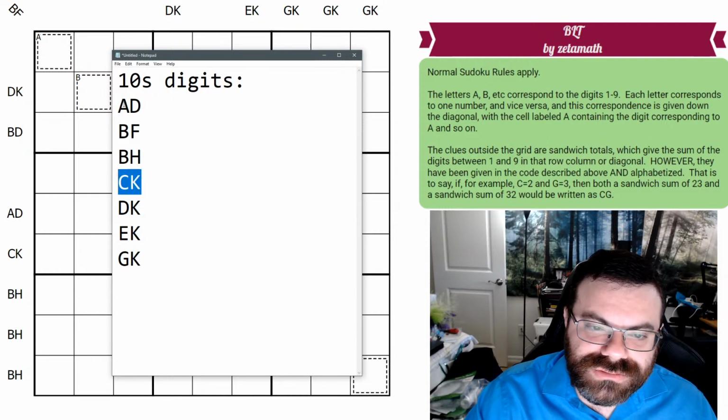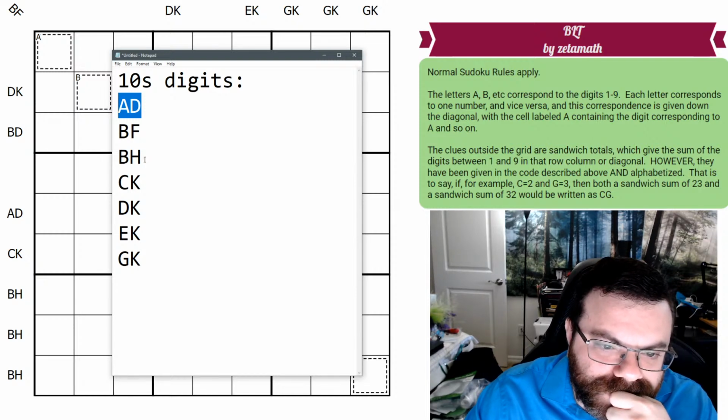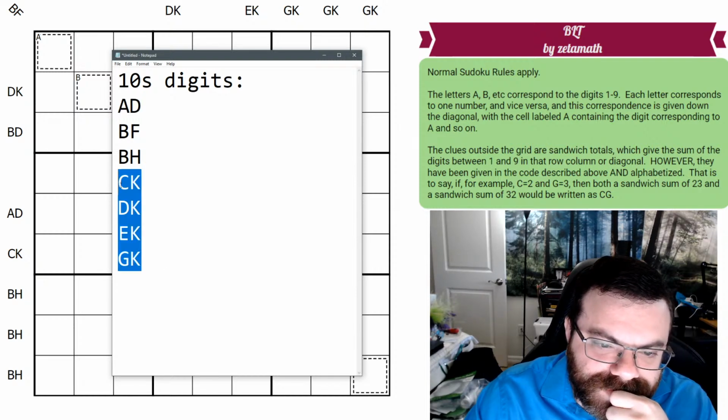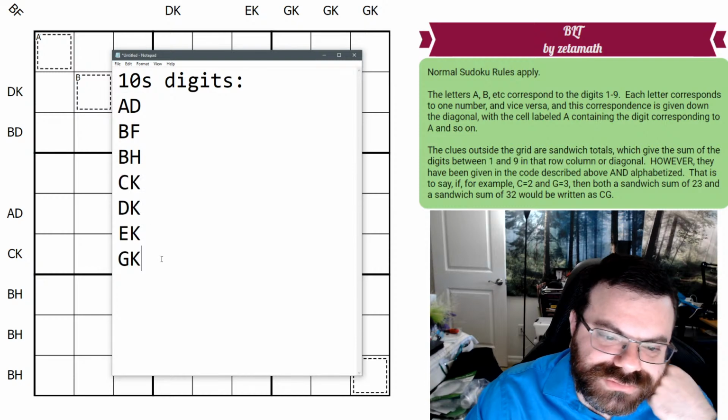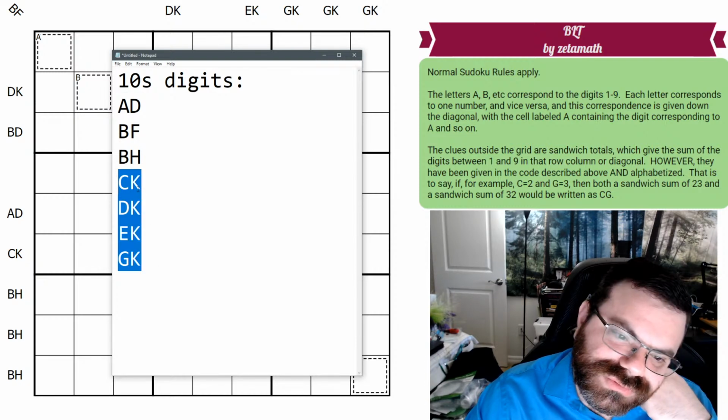So one of A or D, definitely. Yeah, so in order for all four of these to be true, doesn't K have to be?